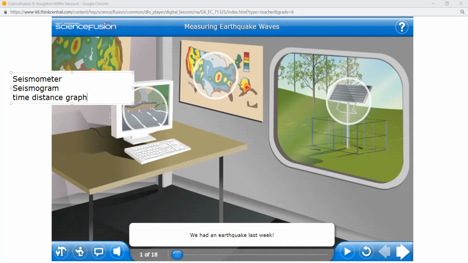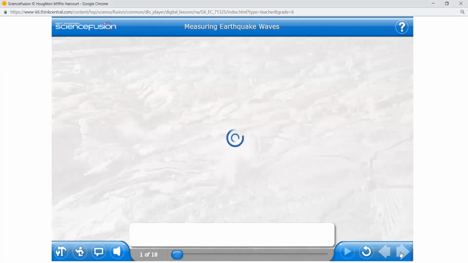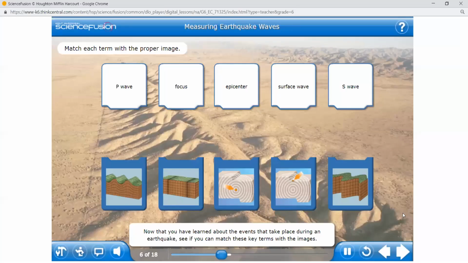Very good. This is what we have learned in yesterday's class. We studied about focus, and we studied about epicenter and those seismic waves around the epicenter and focus. And today we are going to learn about magnitude, the waves that take place during an earthquake.